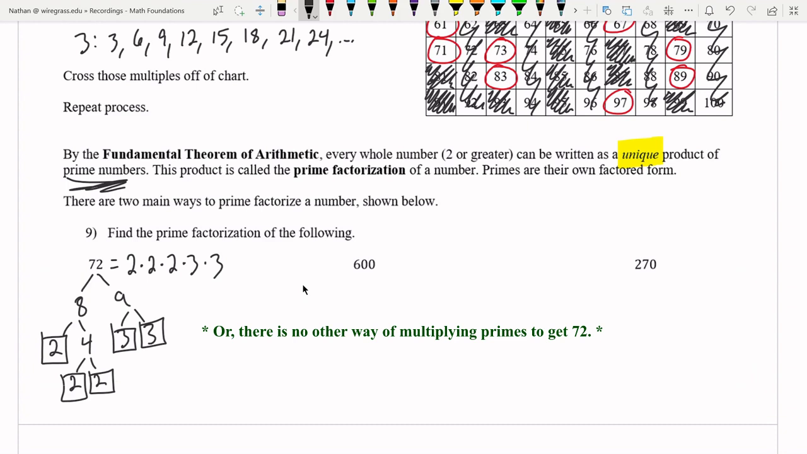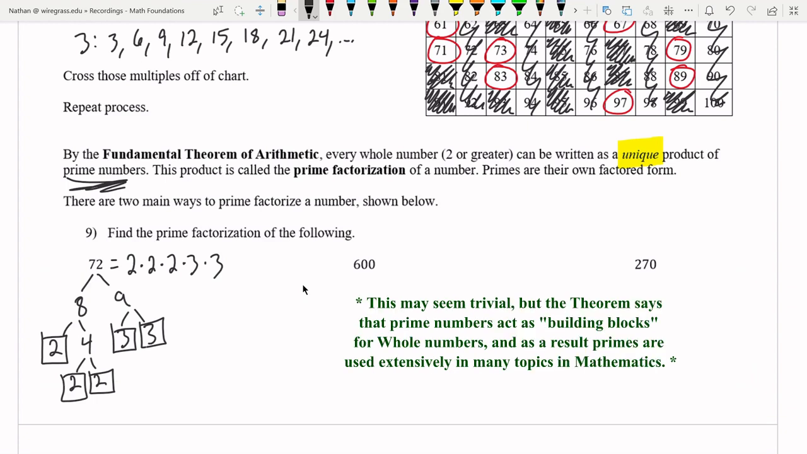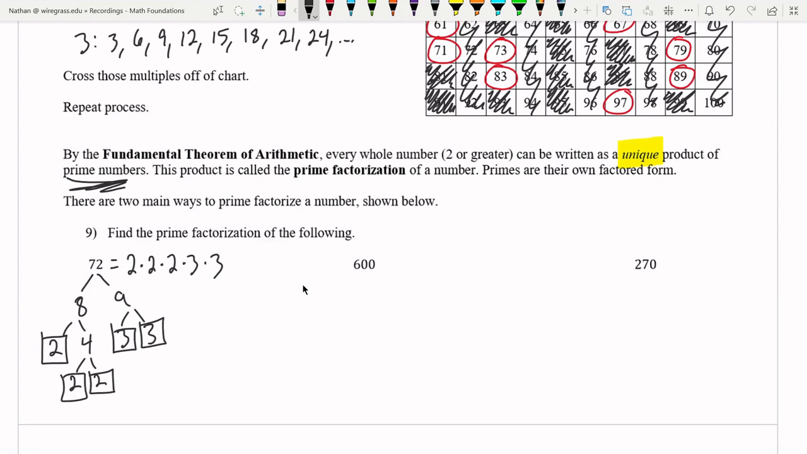It will not give you any other number besides 72, which makes sense, right? If you always multiply 2 and 3, 2 times 2 times 2 times 3 times 3, no matter what order you do it in, you always get 72 as a result. That's the prime factorization of 72. This is called the factor tree method, where you just break it down into different branches, or the roots of the tree, if you want to think of it that way.